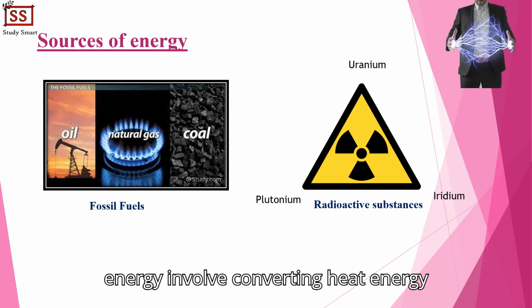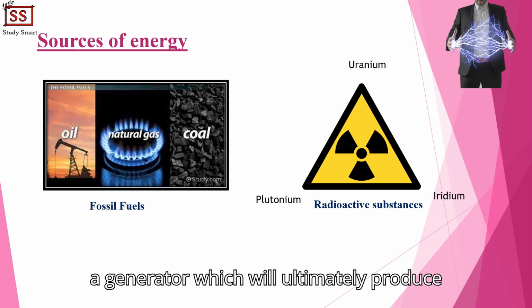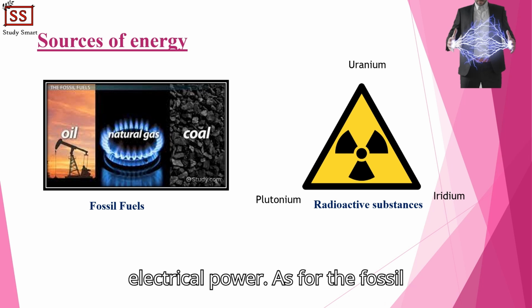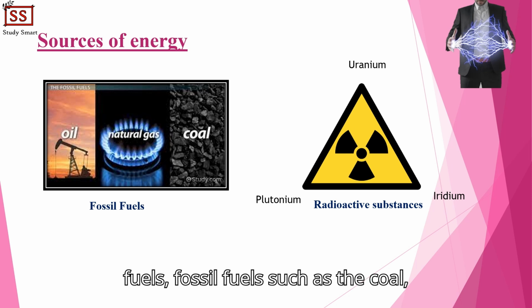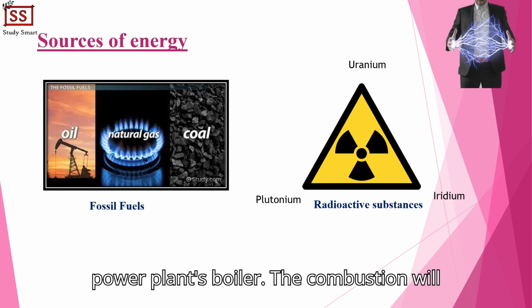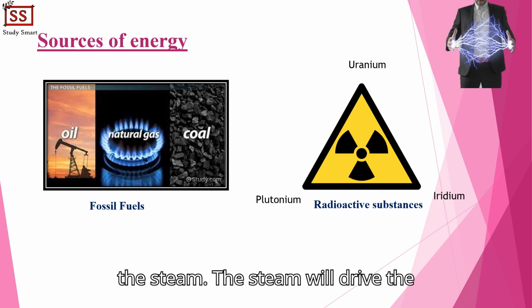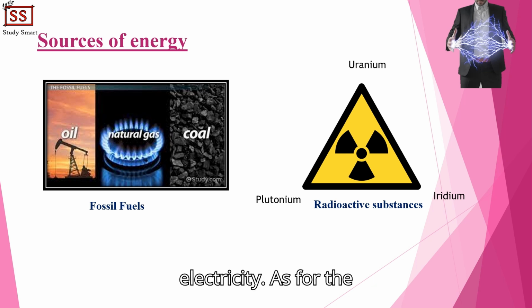Both these energy sources involve converting heat energy into mechanical energy in order to drive a generator which will ultimately produce electrical power. As for the fossil fuels, such as coal, oil and natural gas, they are burned in a power plant's boiler. The combustion will produce the heat which converts water into the steam. The steam will drive the turbine and ultimately produce the electricity.